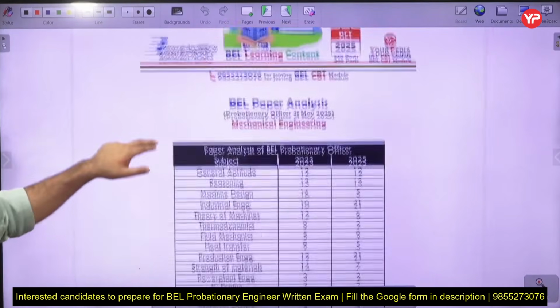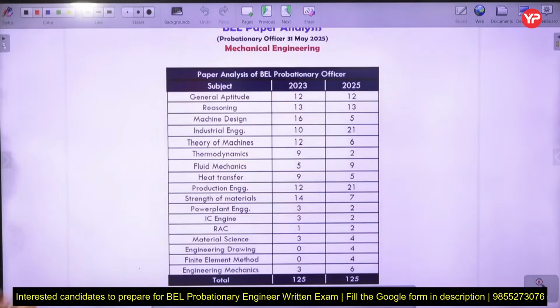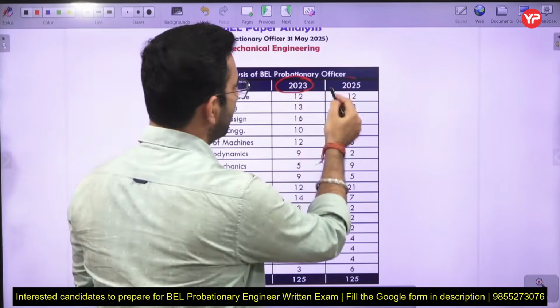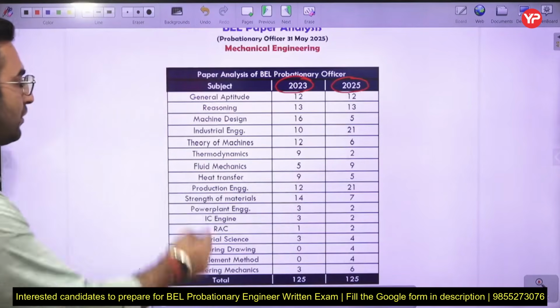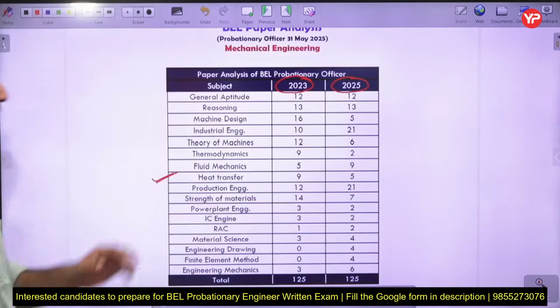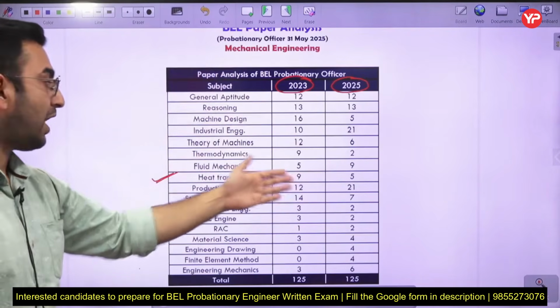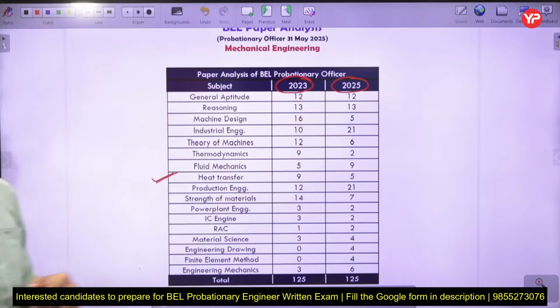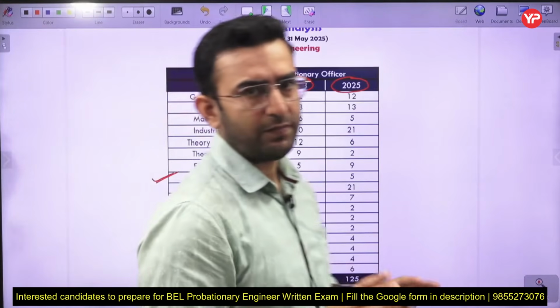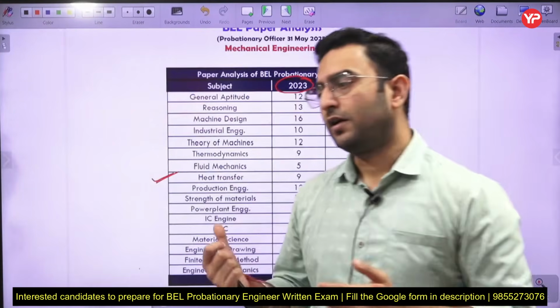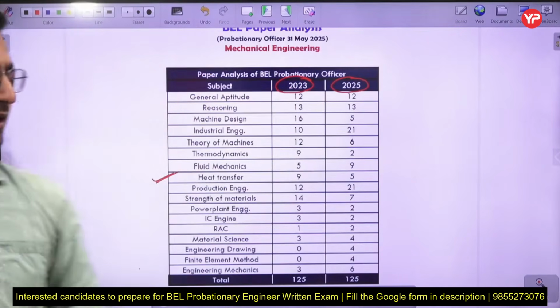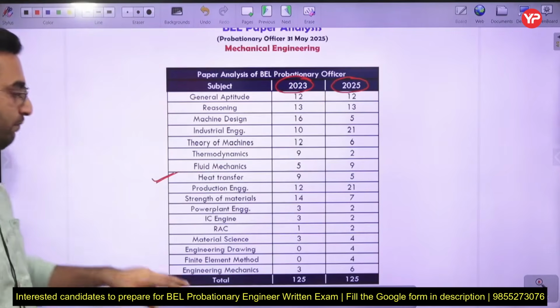And this is the previous year analysis. Here you can see all the subject analysis for the 2023 exam as well as the 2025 exam. If you observe the heat transfer subject, 9 questions were asked in 2023, and 5 questions this time. So on average 10% weightage has been given to this subject. Don't think this is not an important subject. This is a very important subject for you as well, and it comprises the thermal part also.